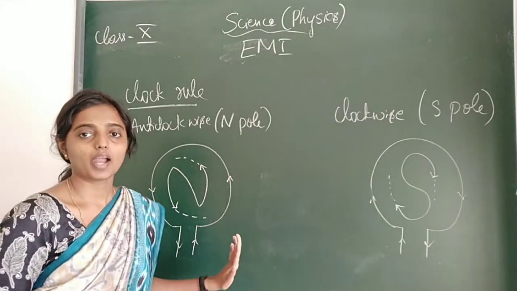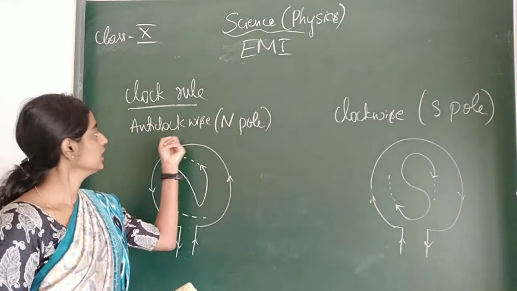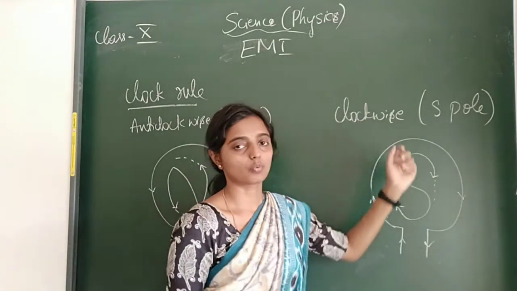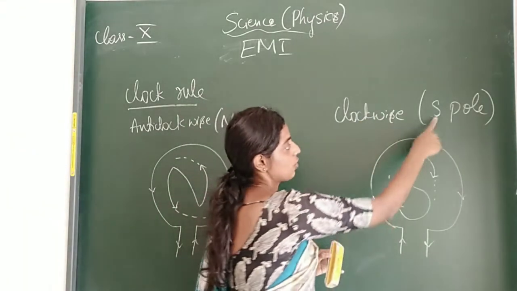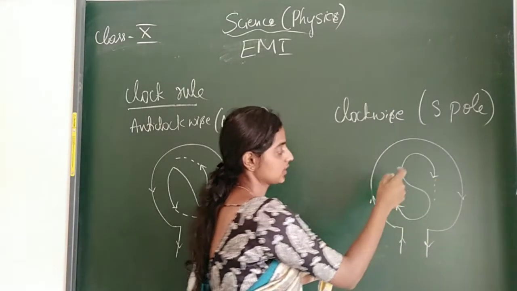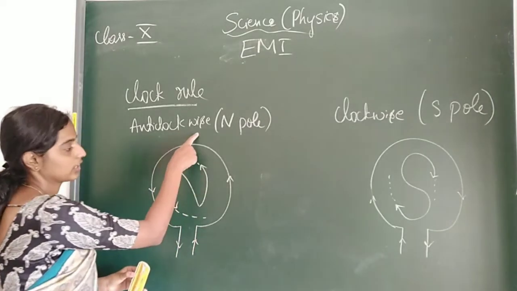This is nothing to memorize. Just keep in mind, if north pole, then the current will be anti-clockwise. If it's a south pole, then the current is clockwise. And what is the trick? For south, you just write the S and the tip of this S will continue like this, and for north it will go upwards like this. This is the way, that is anti-clockwise.